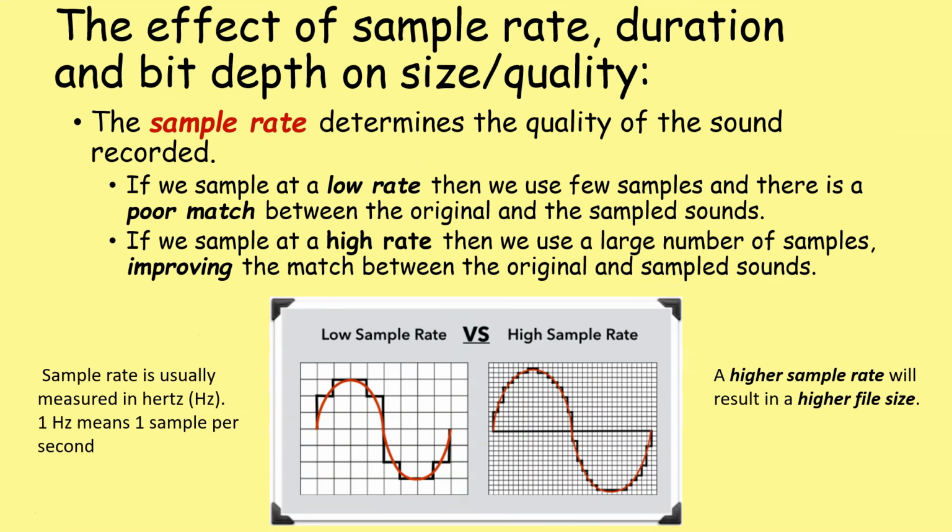The effect of sample rate, duration, and bit depth on size and quality. Starting with sample rate. The sample rate determines the quality of the sound recorded. If we sample at a low rate, then we use few samples, and there is a poor match between the original and the sampled sounds. If we sample at a high rate, then we use a large number of samples, improving the match between the original and sampled sounds. Sample rate is usually measured in hertz. 1 hertz means 1 sample per second. A higher sample rate will result in a higher file size, but will sound closer to the original.